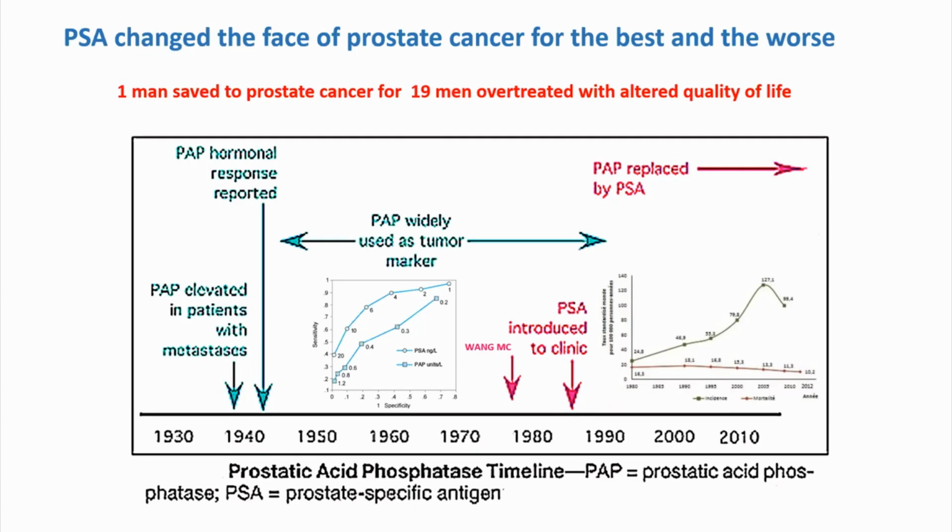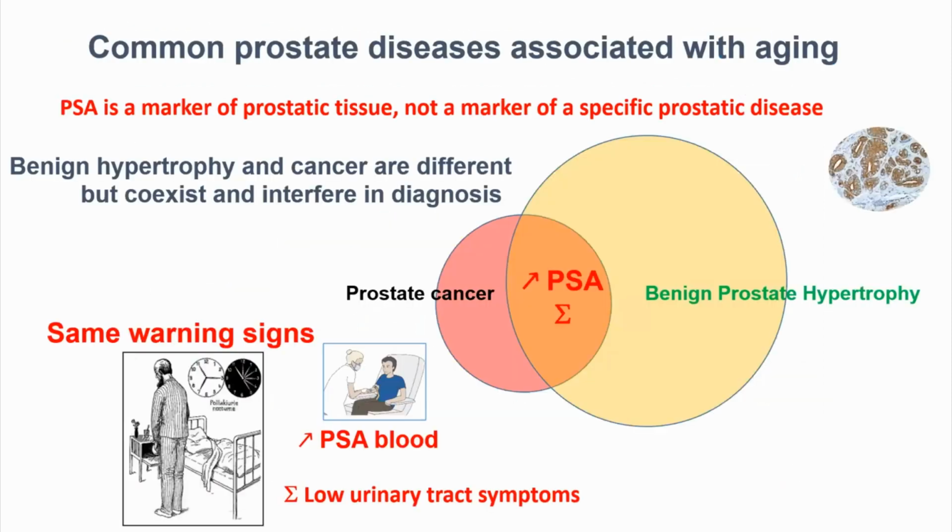Prostate-specific antigen changed the face of prostate cancer for the best, because the mortality decreased, but also for the worst, because diagnosis of prostate cancer using PSA increased overtreatment, and for one man saved from prostate cancer, about 20 men are overtreated with alteration of quality of life, sexual or urinary quality of life, without the benefit in terms of survival.